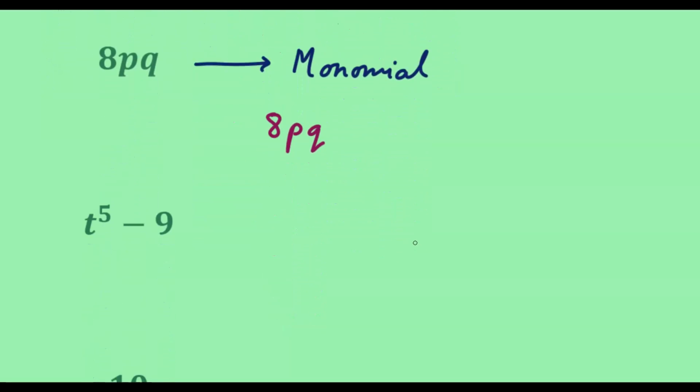Let us have a look at the next one. Now the next polynomial is t to the power of 5 minus 9. First of all, let us consider the terms this polynomial has. Now the first term is t to the power of 5, and the second term is negative 9. We can see that this polynomial has a total of 2 terms, and so we classify it as a binomial.